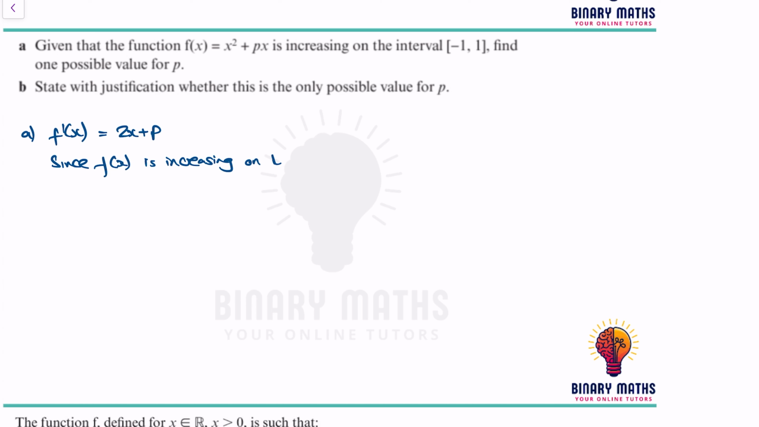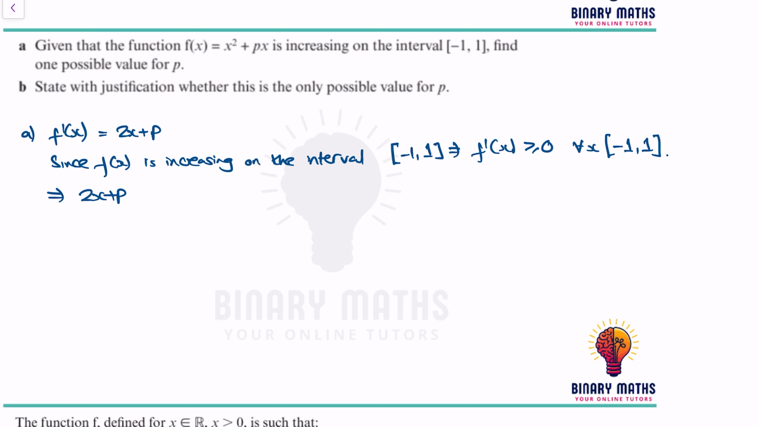Increasing on the interval minus 1 to 1. This implies f dash of x is greater than or equal to 0 for all x between minus 1 and 1. This implies 2x plus p, because this is the expression I found for f dash of x, is greater than or equal to 0 for all x is the element of minus 1 to 1.